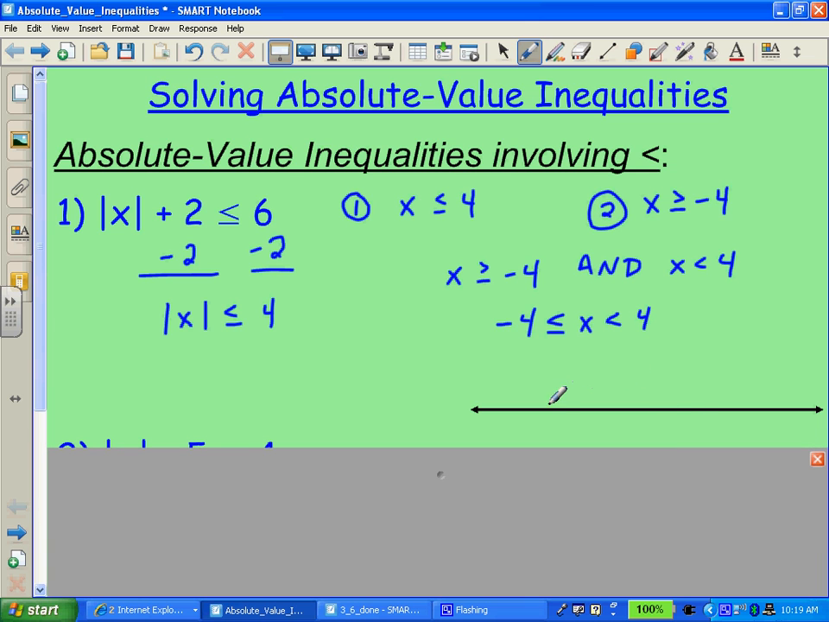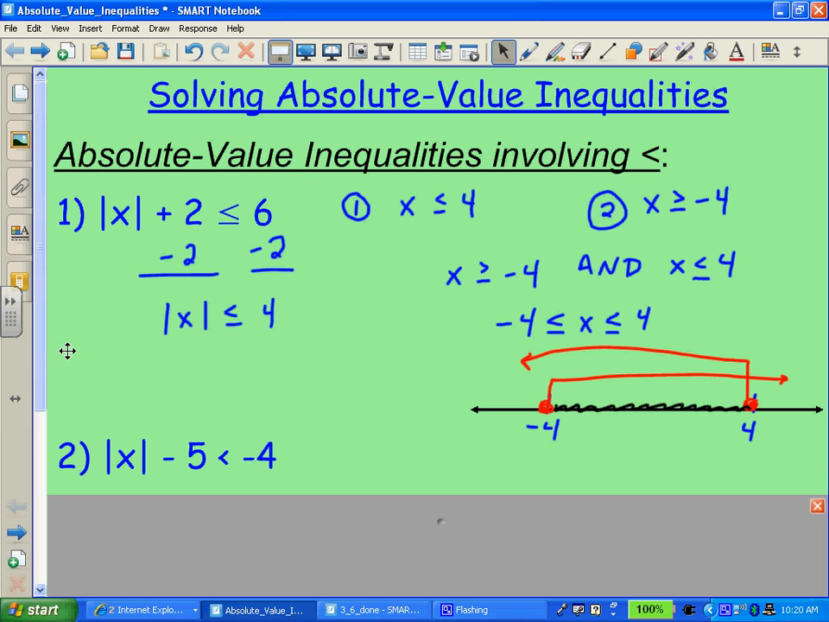So on my number line, let's put negative 4 on here, and 4. So x greater than or equal to negative 4, that's going to be a closed circle to the right. X less than or equal to 4, sorry, I forgot my line there. It's going to be a closed circle to the left. Therefore, they intersect in the middle. Okay? Let's do another one.